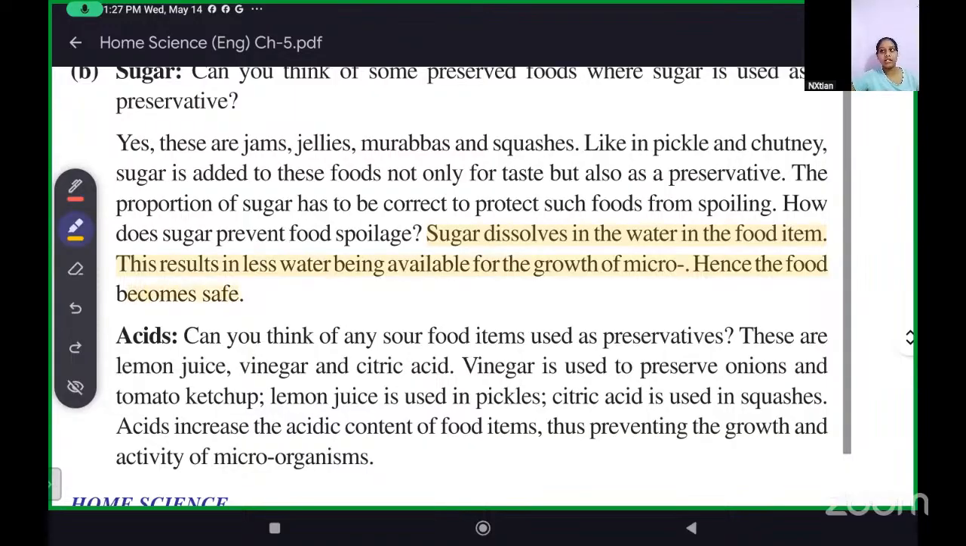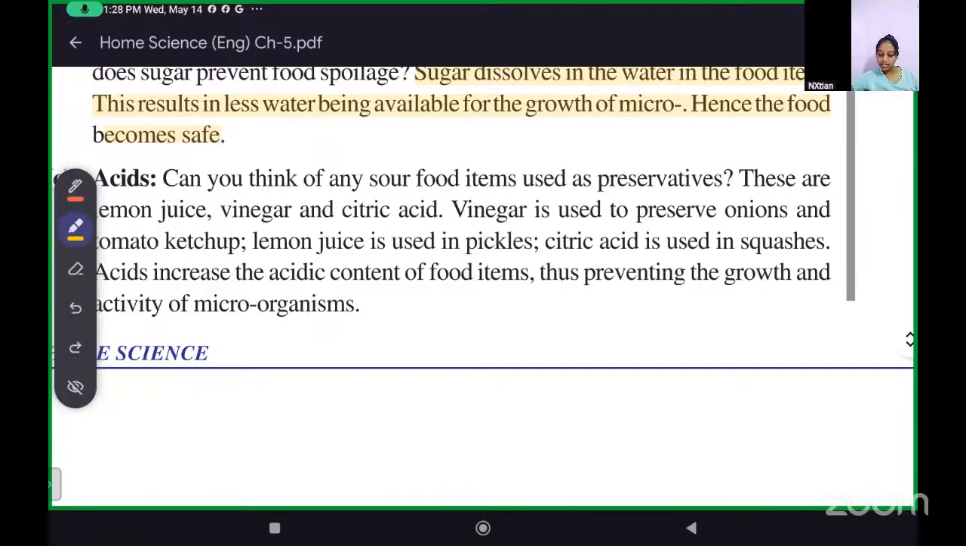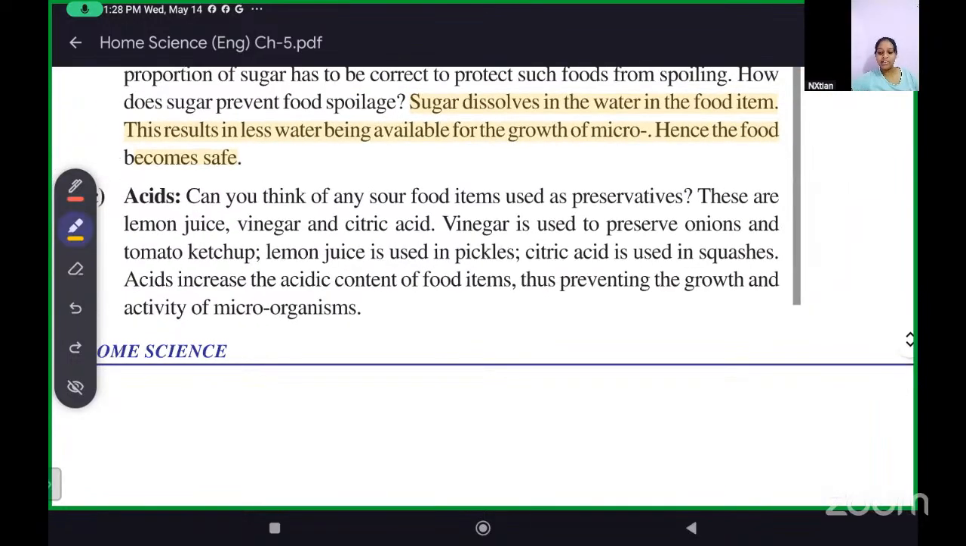When the sugar is dissolved in the water, microorganisms cannot grow in it. Thus, it stops or controls the growth of microorganisms in the food. Then there are acids. These are lemon juice, vinegar, and citric acid. You know that lemon juice, vinegar, and citric acid are all acidic in nature.